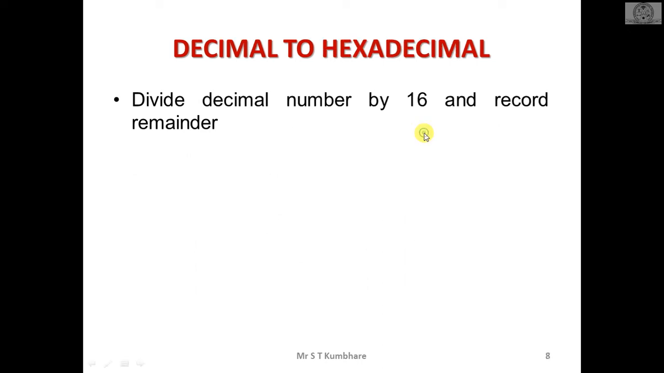Next, that is decimal to hexadecimal. Again, the same procedure you have to follow. You have to divide the given decimal number by 16 because 16 is the base or radix of the hexadecimal number system. Okay, and you have to record the remainder.